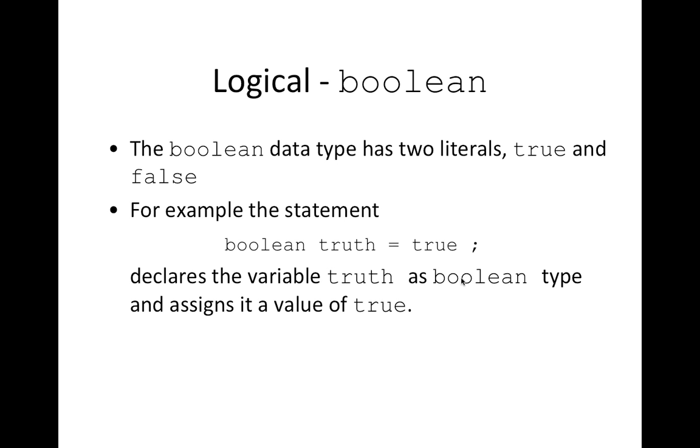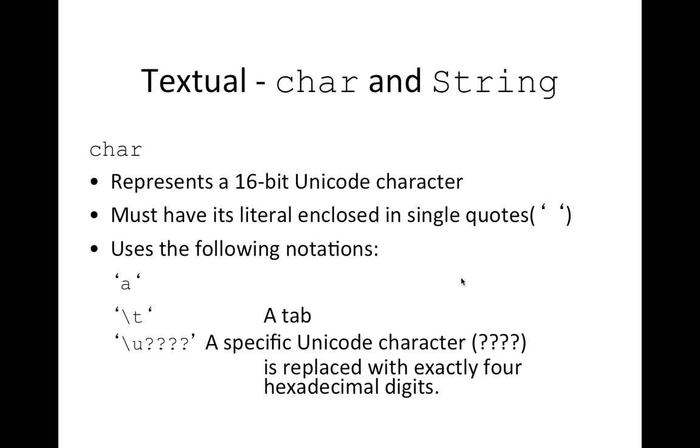These are a few slides that talk about how to use it. The Boolean data type has two literals, true and false. For example, the statement boolean truth = true declares the variable truth as Boolean type and assigns it a value of true. Then textual: char and string. What is char? It represents a 16-bit Unicode character and must have its literal enclosed in single quotes. It uses the following notations. Quote. This is how it is being displayed.